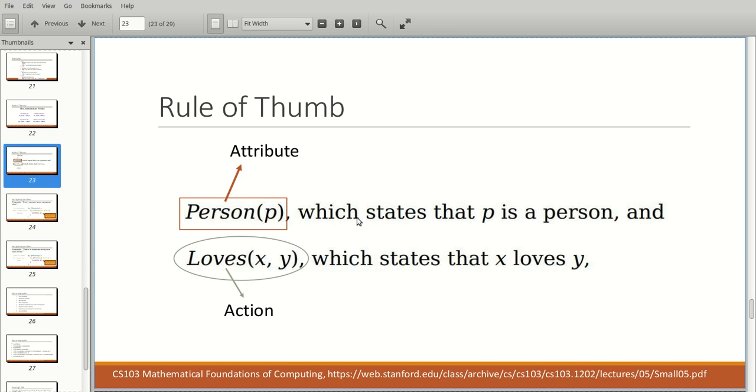So person P means you want to state P as a person. And if you want to represent the relationship between two arguments, you can use the two objects as arguments, and you have the action as the function name.